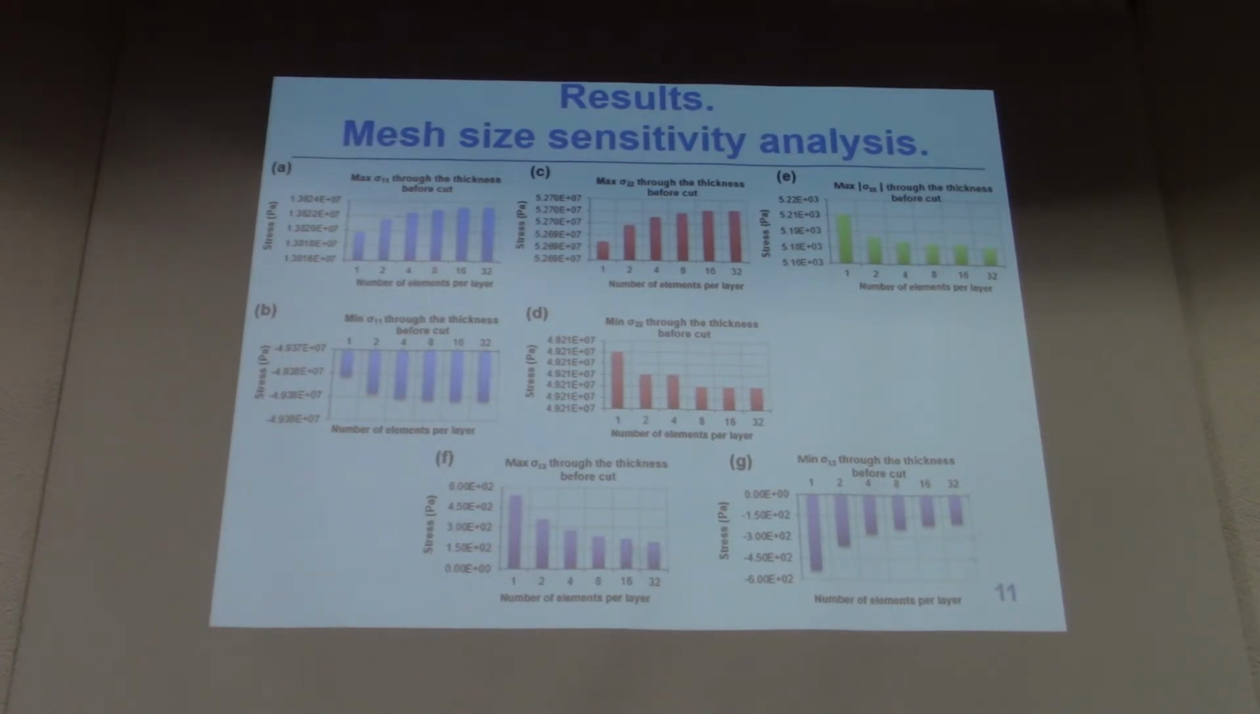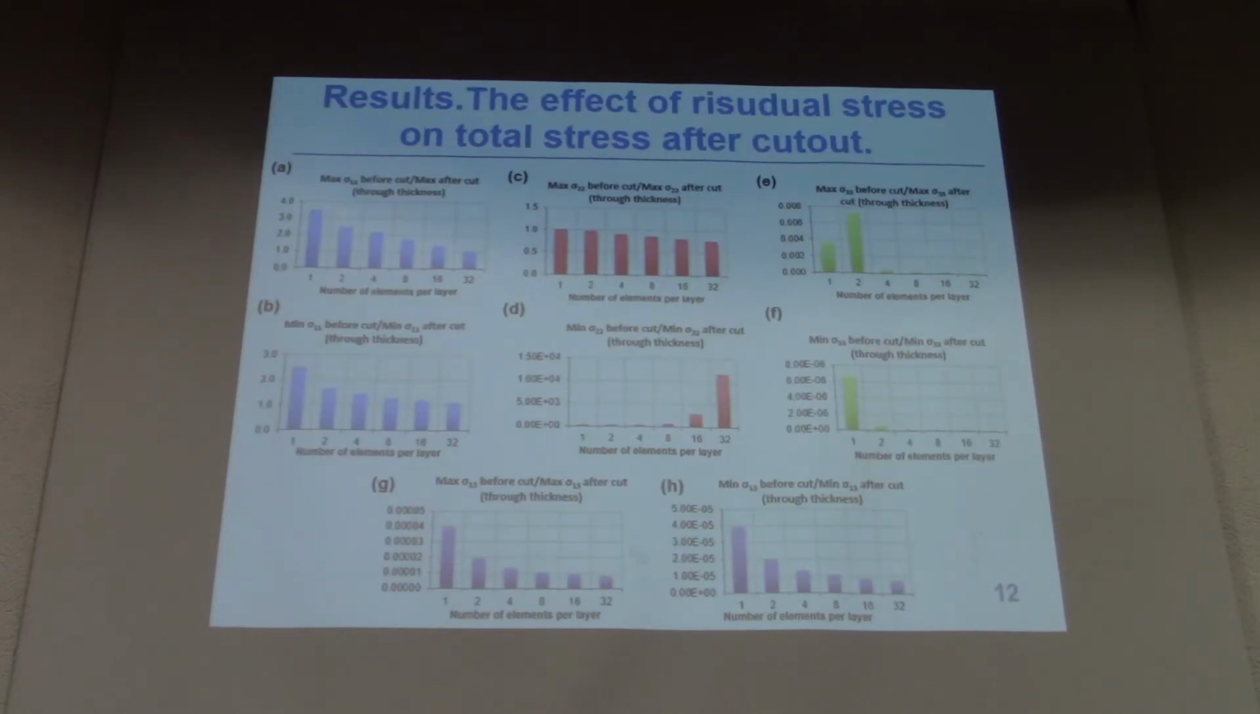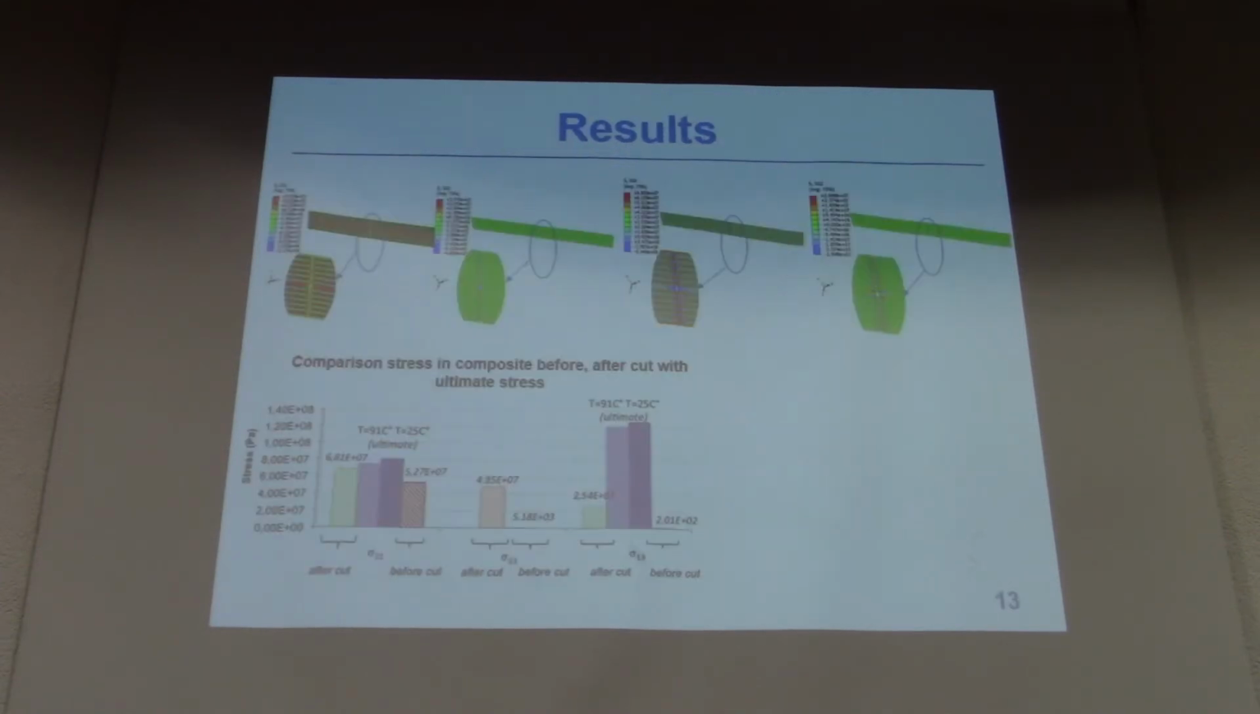You see that these stresses are mesh dependent, and if we take, for example, 2 elements per layer, we can get some wrong results. So this is the effect of residual stress on total stress after cutout. So it shows how it changes and what's important to mention.